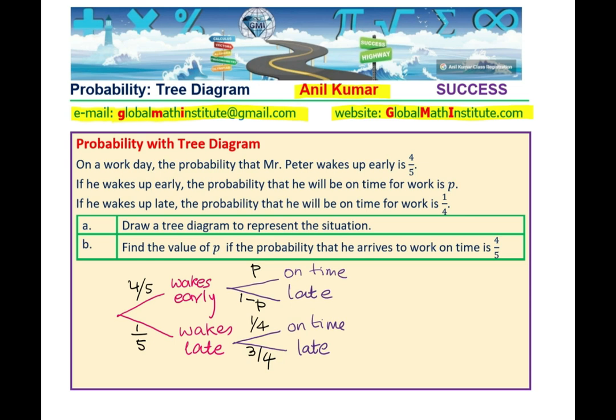Draw a tree diagram to represent the situation and then find the value of P if the probability that he arrives to work on time is 4 over 5. So we are given that the probability is on time to work, right? So this was the second branch. So on time to work, we are given the probability is 4 out of 5. Now from the tree diagram, you can see that there are two ways to arrive on time.